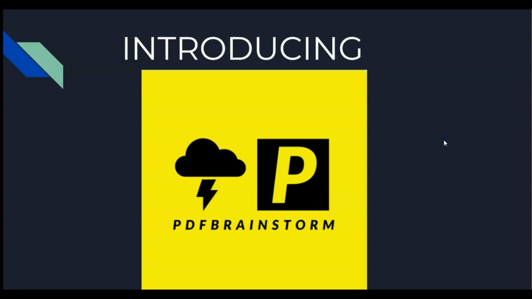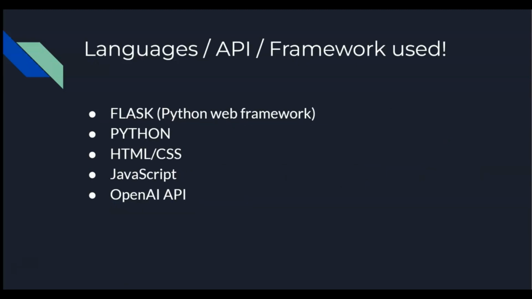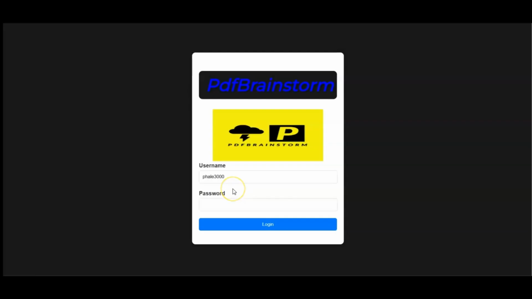Introducing PDF Brainstorm. What does it do? It uses PDF parsing to extract all the text of the PDF. After that, it runs through the AI and the AI generates questions. Languages, APIs, and frameworks I used: Flask, Python, HTML/CSS, JavaScript, and the OpenAI API. Now let's start the demo.